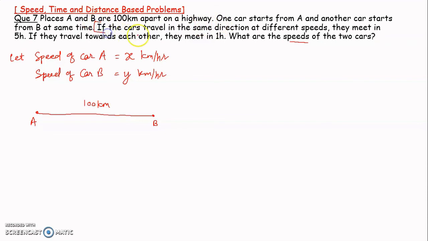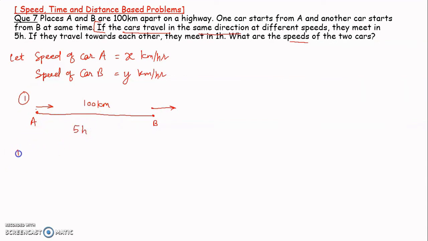Now if you take the first condition, if cars travel in the same direction at different speeds, same direction means here from place A, car A will start toward the right side, and from point B, the second car will also go in the same direction. Both are going in the same direction for condition 1. So they will meet after 5 hours.